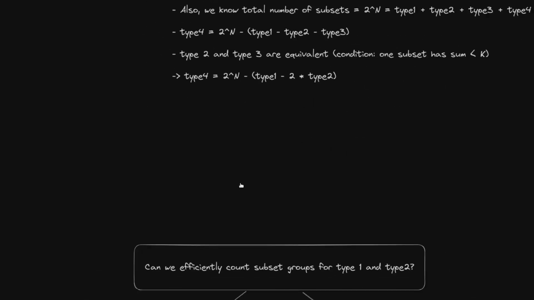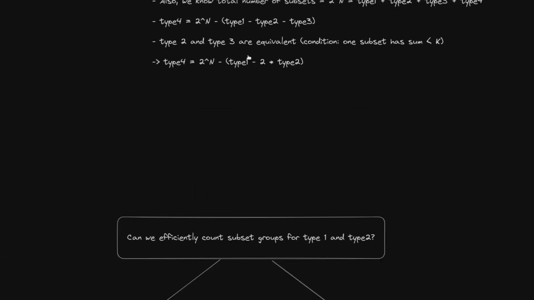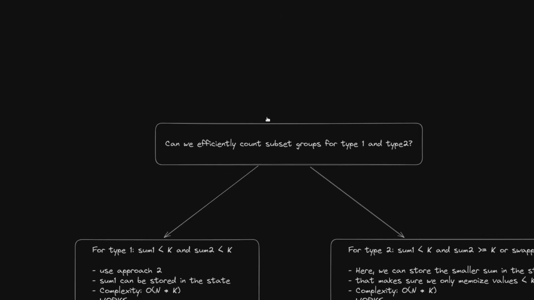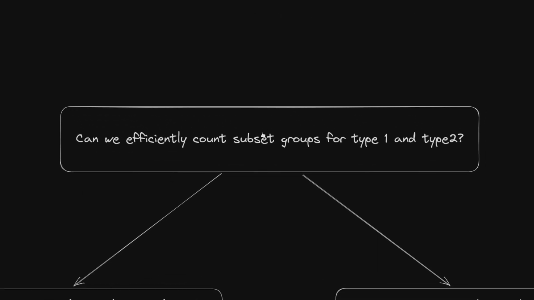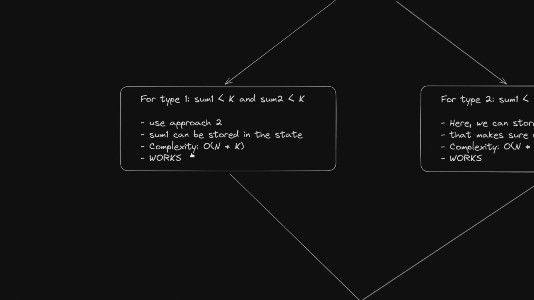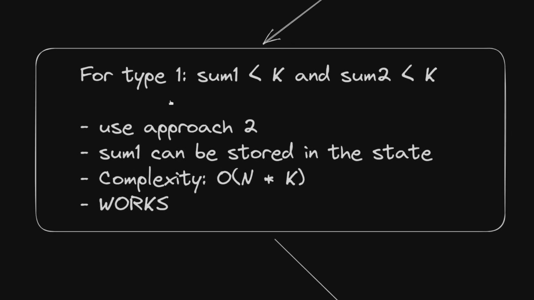Now let's see how we can effectively count these. To get to the answer, we need to know type 1 and type 2, right? So let's see how we can compute them. To efficiently count the subset groups for type 1 and type 2, we are going to consider them individually. The condition for type 1 is that the first sum is less than k and the second is also less than k. So we can simply use the second approach.